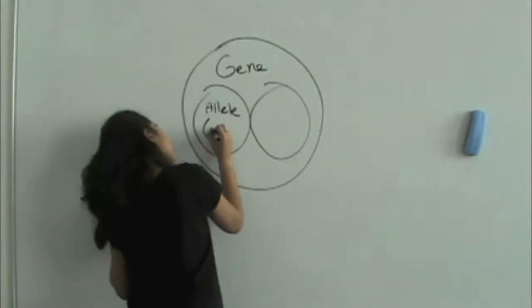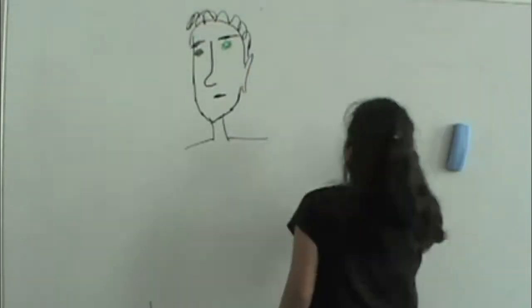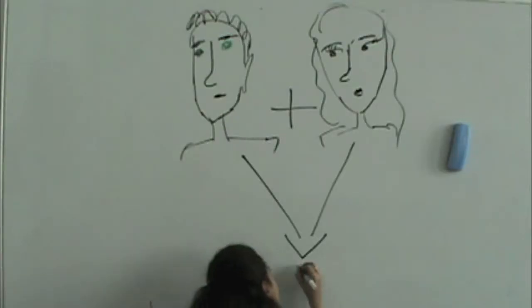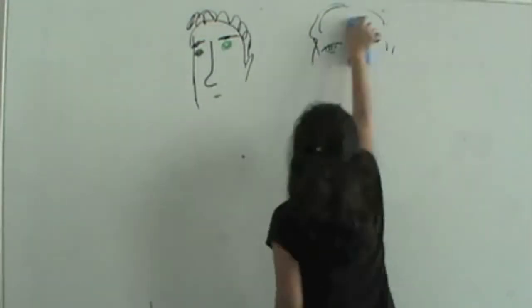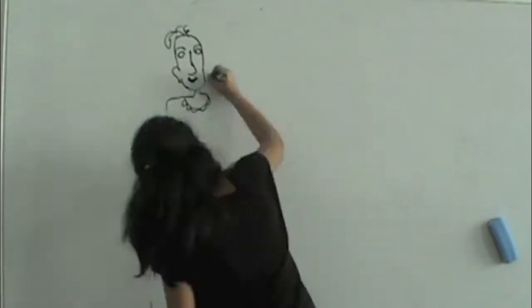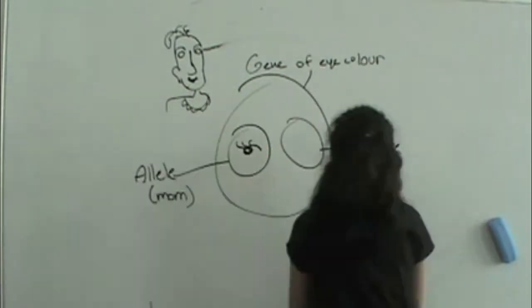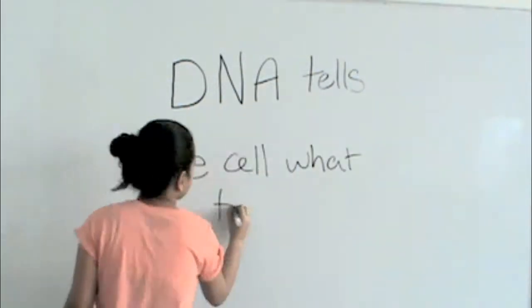For each gene, you'll have two alleles, one from your mom and one from your dad. So supposedly your dad has green eyes, and he marries your mother, who has brown eyes. They give birth to you, and now the question is, will you have brown eyes or green eyes? Do research about the Punnett square. Okay, so now your gene for eye color is going to have your mother's brown eye allele and your dad's green eye allele.